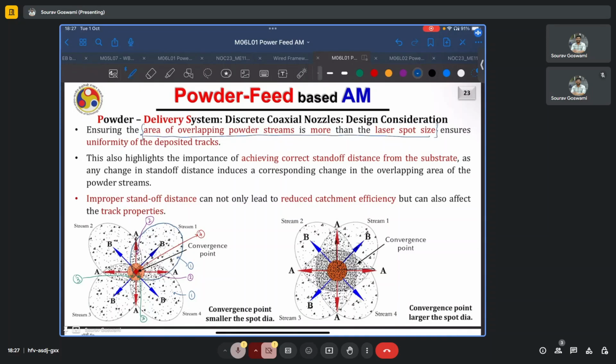This also highlights the importance of achieving a proper and optimum standoff distance from the substrate. As we just saw, changes in the standoff distance can change the powder deposition characteristics and will induce a corresponding change in the overlapping area of the powder streams. So depending on whether the angles are changing or whether the standoff distance is changing, we can expect that the nature of this overlap will also be affected. Improper standoff distance can not only lead to reduced catchment efficiency, but can also affect the track properties.